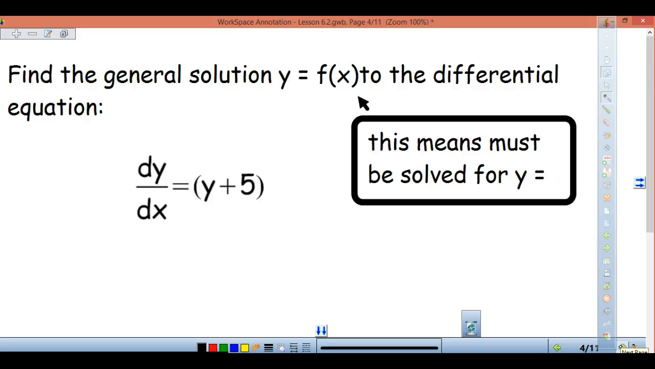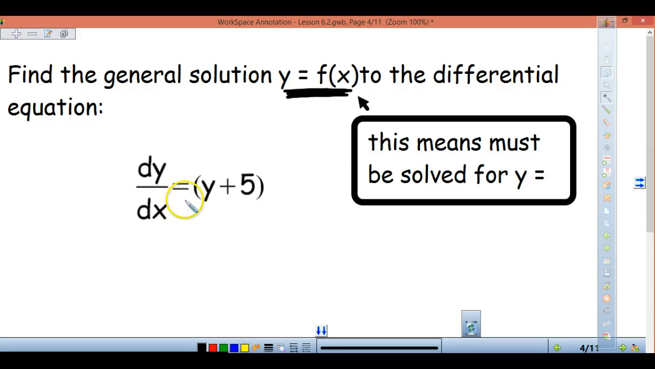So if it says find the general solution to y equals f of x, just to note that what this means right here is this implies that you do need to solve your final answer for y equals, so that's important, because sometimes you won't need to, but most of the time you will. So we want to find the general solution to this differential equation.